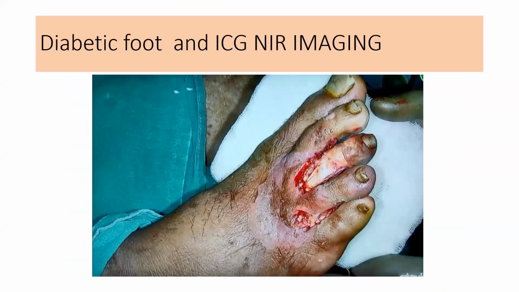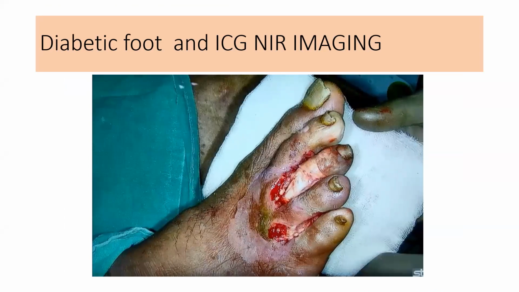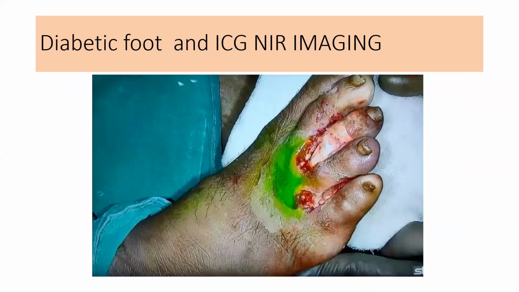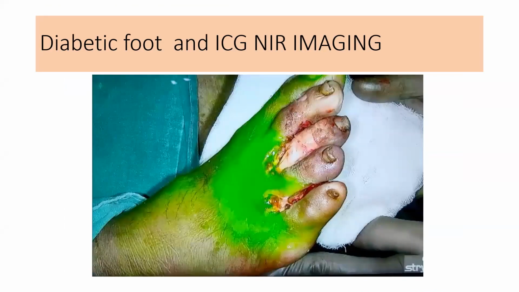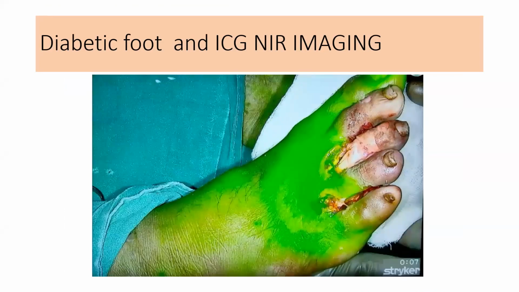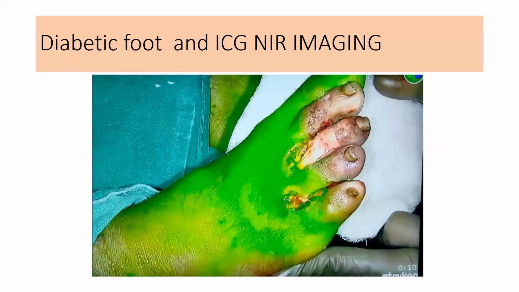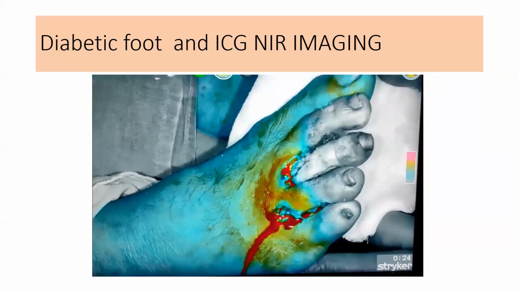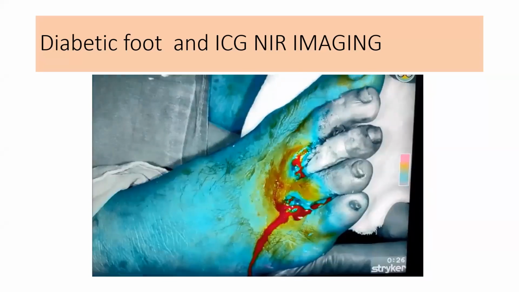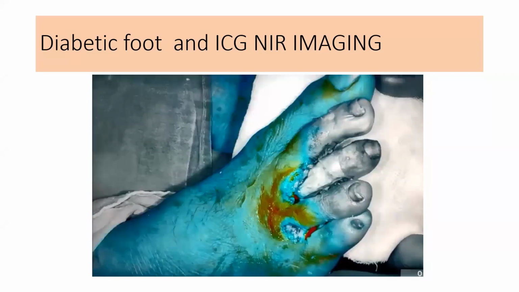This is a beautiful picture of a diabetic foot, and we can see that the third toe is avascular with a little bit of bluish discoloration, the fourth toe also. But we will see in ICG that all four toes are avascular. So you can tell the patient very well that the chances of forefoot amputation are very high in this particular patient.